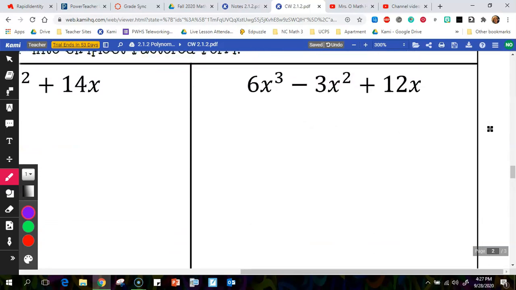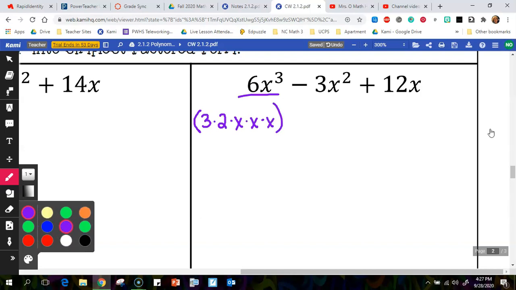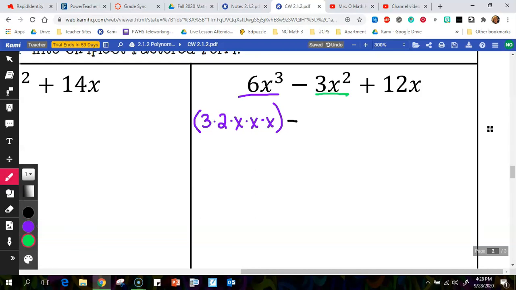Okay. All right, so 6, 3, and 12. I know I've got a 3, so I'm going to rewrite the 6x cubed as 3 times 2 times x times x times x minus, and let's do the 3x squared as 3 times x times x. Now you might be able to do this without doing all this stuff. That's great. That's fine if you can do that. Plus, and then the 12, I'll rewrite that as 3 times 4 times x.